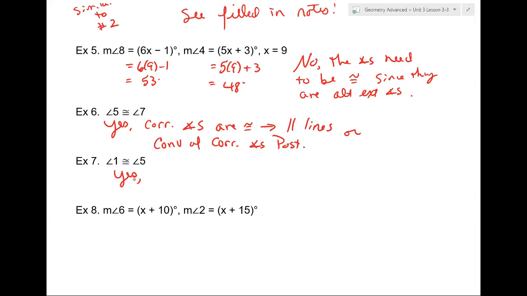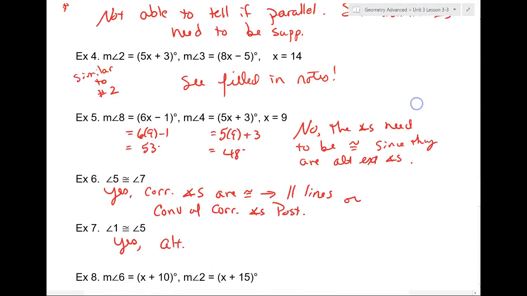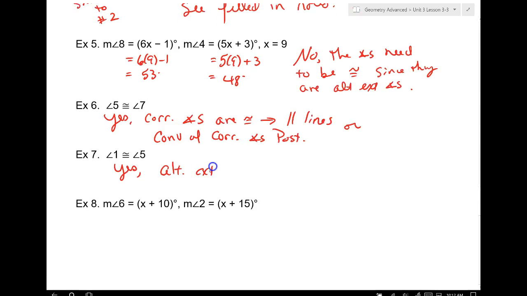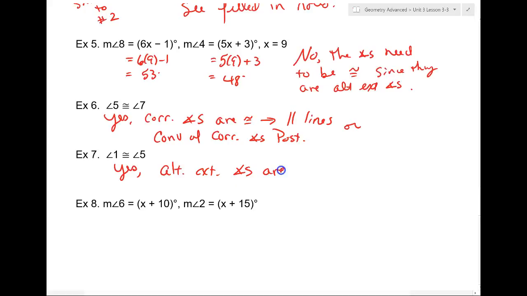All right. So this one is yes, because what do we have? Isn't this our alternate exterior angles? Double check on here. If alternate exterior angles are congruent, then parallel lines, right? Or we'd say the converse of what? The alternate exterior angles theorem. I like the first part.